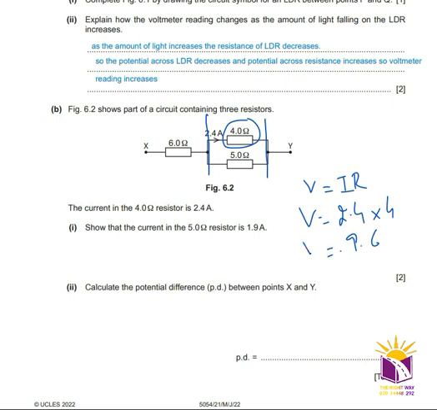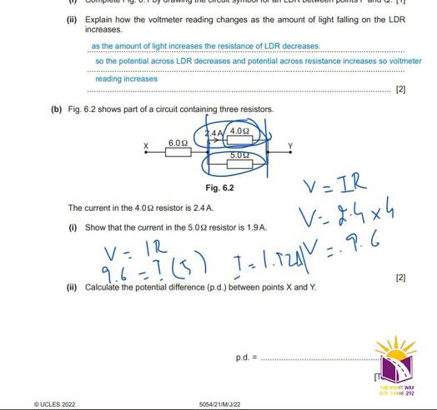As we know, the potential across this resistor will be the same. So V is equal to IR. Here V is 9.6, the current we don't know, and the resistance is 5. Dividing by 5, the current is equal to 1.92 ampere. And in part 2, calculate the potential difference between point X and Y.